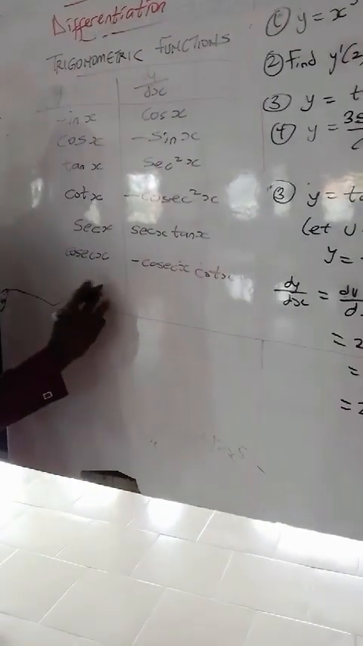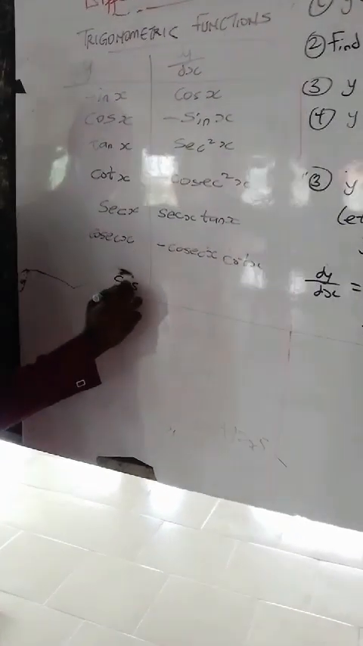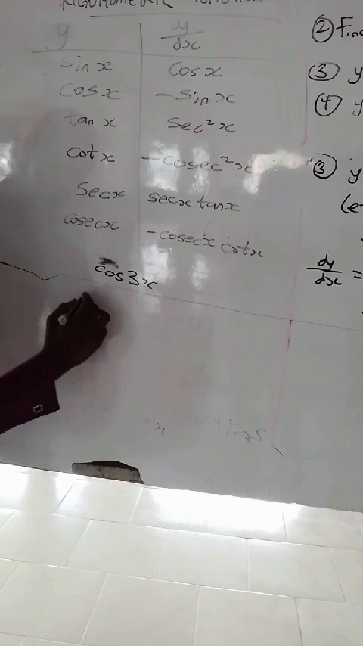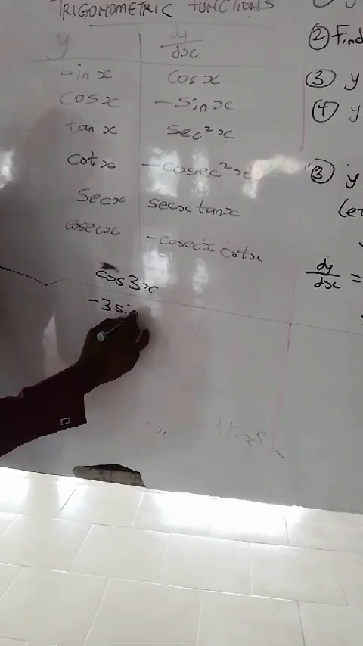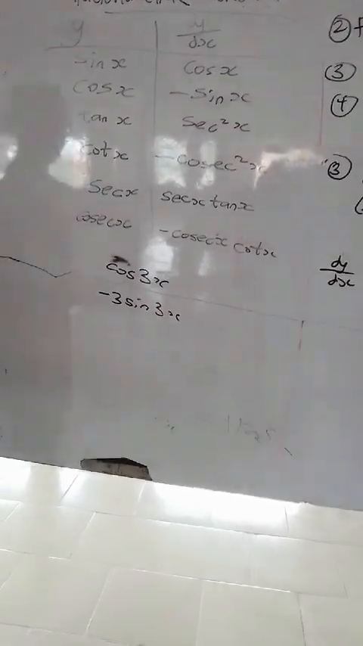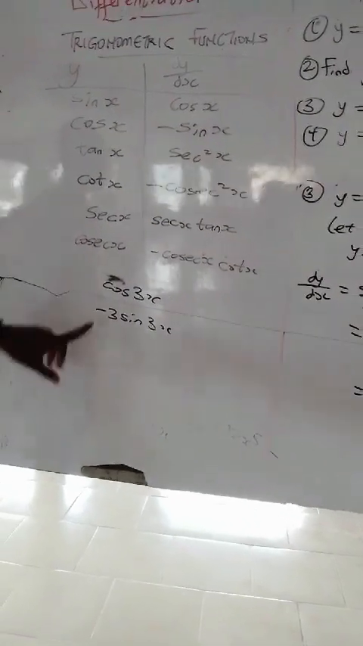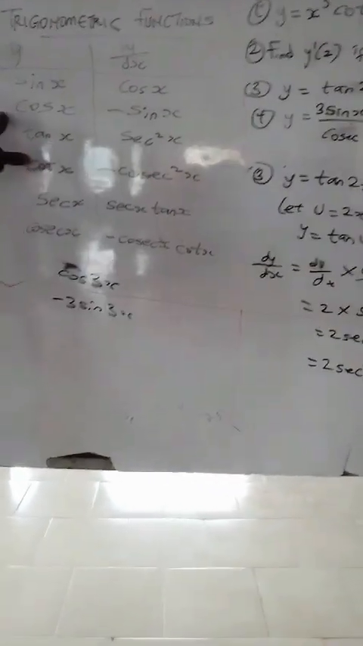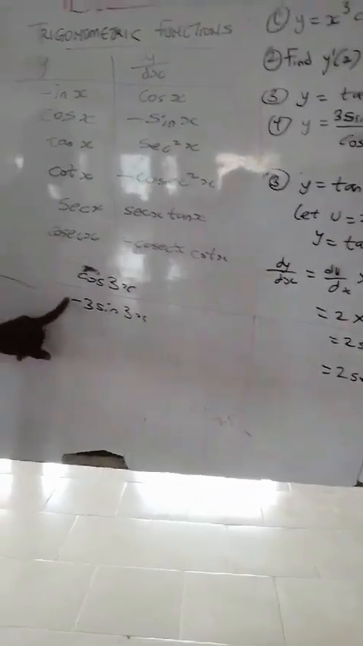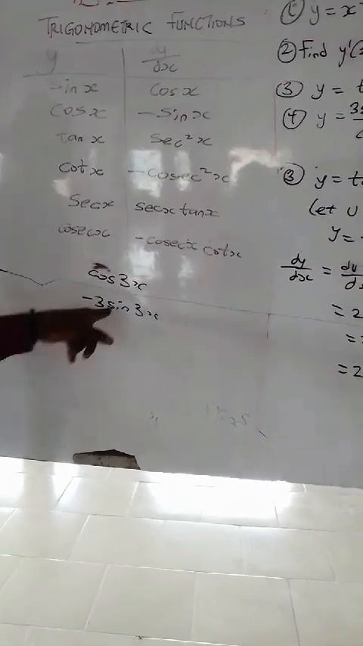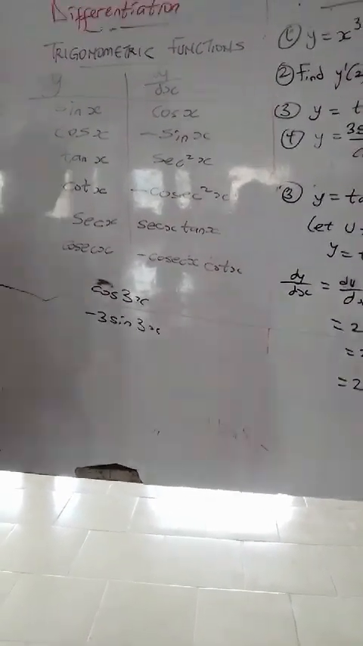What am I trying to say? What I'm trying to say is, if you have a question like cos 3x and you're being asked to look for the differentiation, that should be minus 3 sine 3x. Very simple. Why do I have minus? The minus is because the differentiation of cos x is minus sine x. So I have the minus. Then the 3 will come out, then sine 3x. As simple as it is.